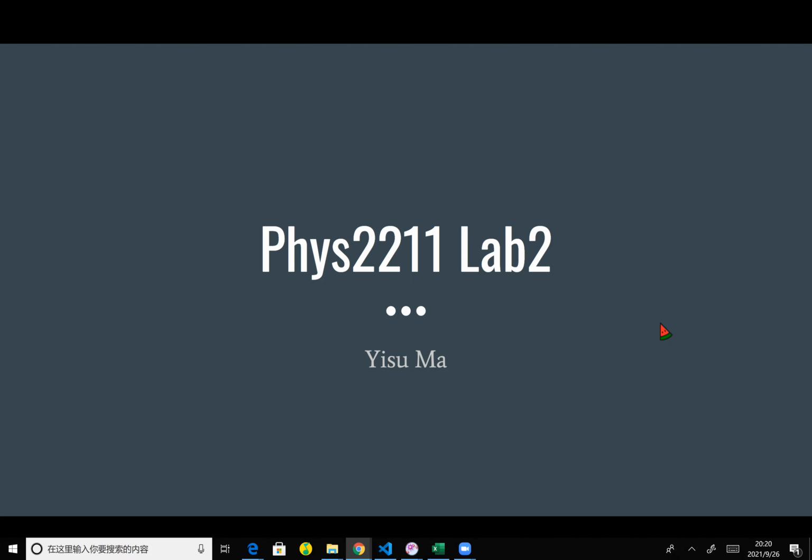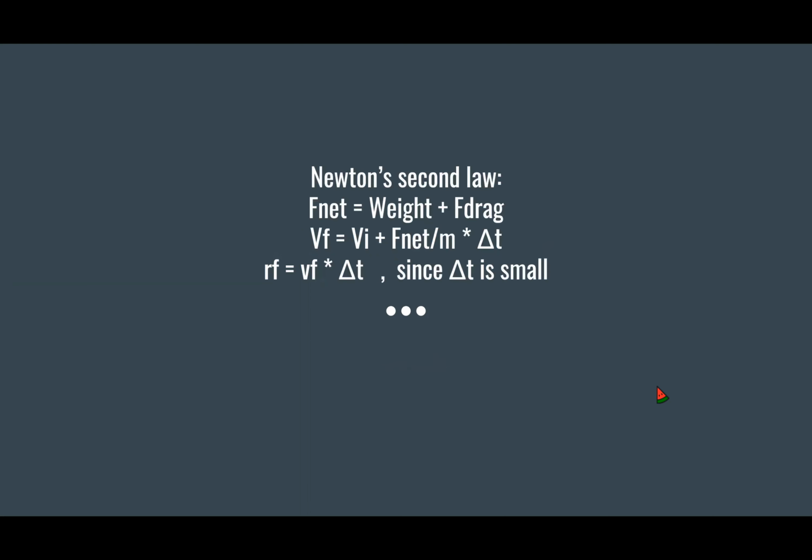And for the second computational model, we have a drag force, which is exerting upward on the ball, and we also have a weight, and we also have a real life experiment video. But firstly, let's take a look at the formulas for today's lab. We know that in Newton's second law, F net is equal to weight plus F drag if we have it. And V final is equal to V initial plus acceleration times delta t.